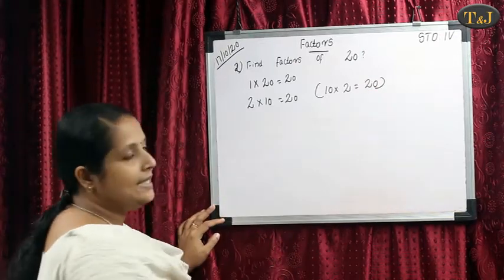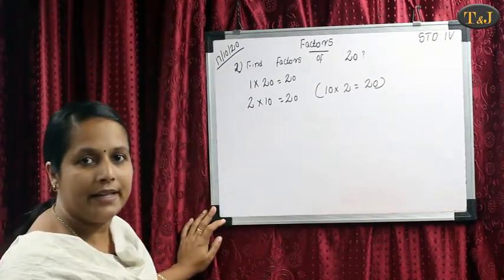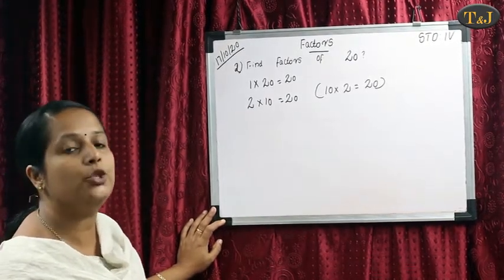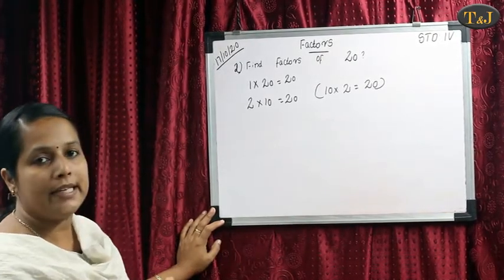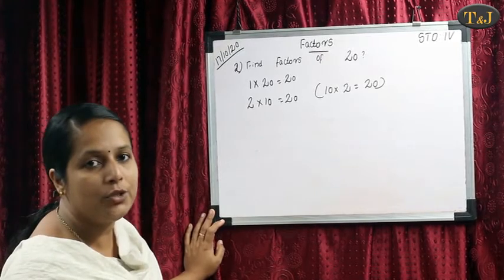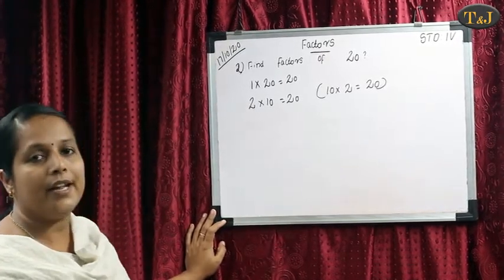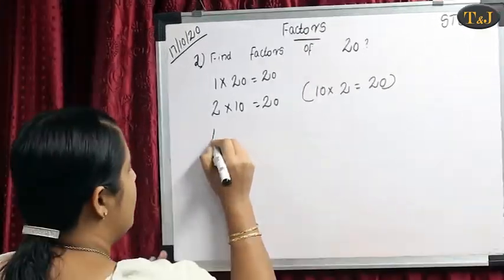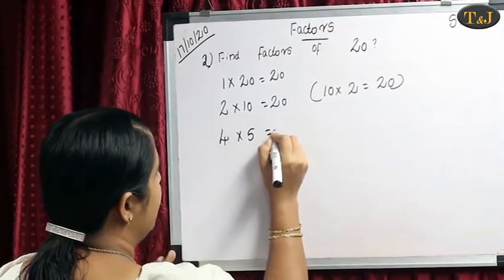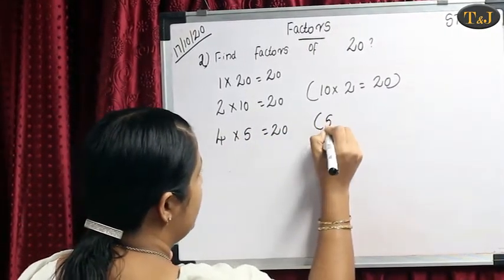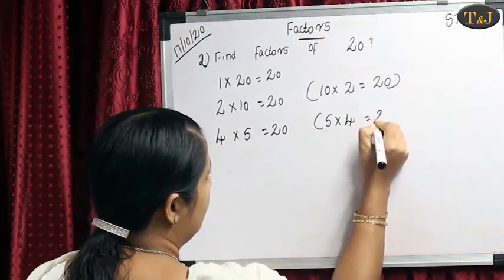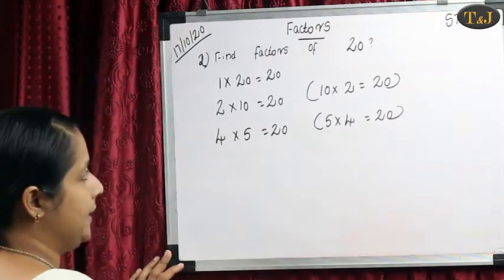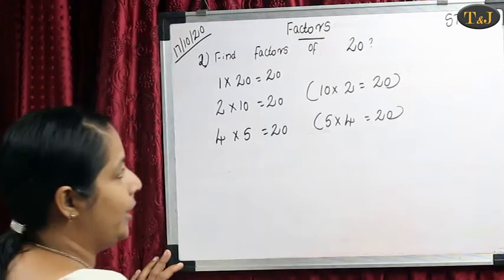Then in 3's table, is there 20? We already studied the 3's table. No, 3 5's are 15, 3 6's are 18, 3 7's are 21. There is no 20 in 3's table. Then in 4's table, is there 20? Yes, 4 5's are 20, or 5 4's are 20. That means in 5's table 4 times is 20. So 4 5's are 20 and 5 4's are 20.